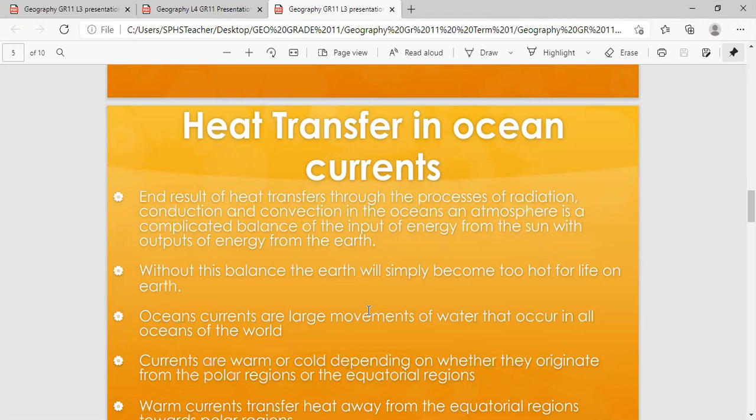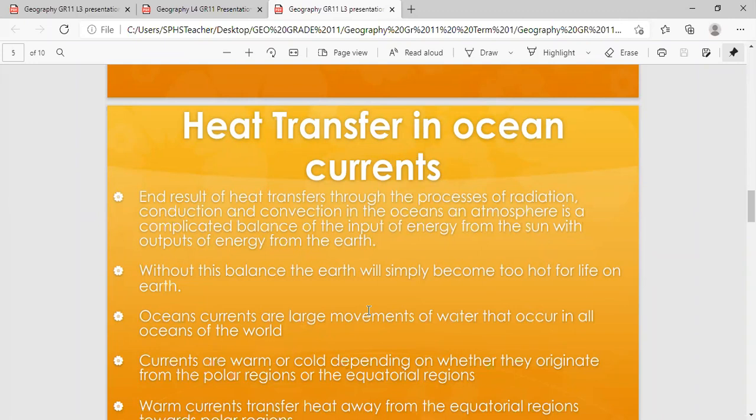Right. Without this balance, the Earth will simply become too hot for life. So this means that as the heat is transferred from the equator, it also needs cooling from the polar regions. So the water which is moved from the equator, carrying warm currents or hot currents to the North Pole and the South Pole, in turn comes back to the equator to cool the temperatures there, as cold currents are mixed with hot currents at the equator, and then we have a balance on Earth.